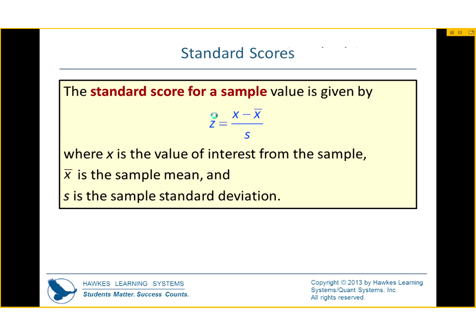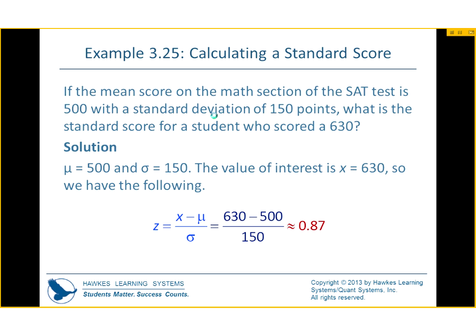So let's do an example. If the mean score of the math sections of the SAT test is 500 and the standard deviation is 150, what is the standard score for students who score 630? So my mean is 500, my standard deviation is 150. So I'm looking at that data value of 630. So I do 630 minus 500 over 150 gives you 0.87. You want to make sure to use parentheses on these, especially on that top where the data value and the mean are, so that you get the correct values. So the standard score for this one is 0.87, which means I know it lies above the mean and it's within the first standard deviation.